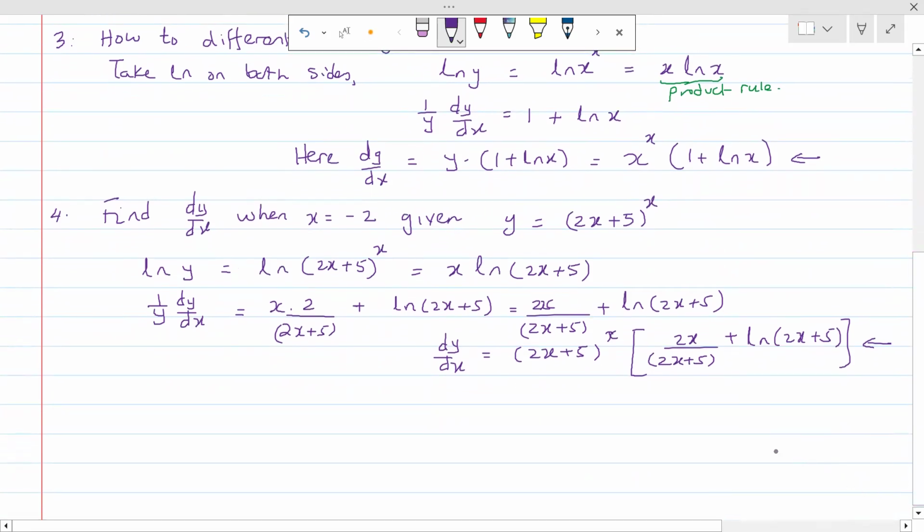Okay, so this is the differentiation of logarithmic function. Whenever you are given an algebraic function, you can take ln on both sides. And when you use the chain rule, the product rule, even sometimes the quotient rule to carry out the differentiation.